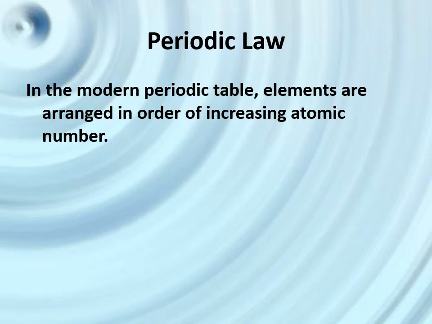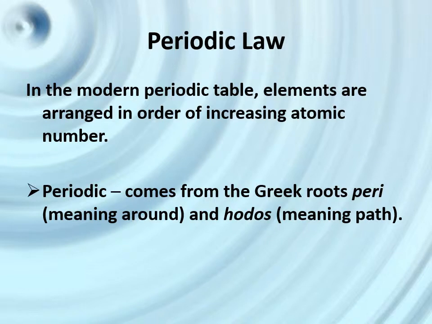In the modern periodic table, the elements are arranged in an increasing atomic number, not mass, but atomic number, which changed the order that Mendeleev had come up with, but it still works. The term periodic comes from the Greek root words peri, meaning round, and hudos, meaning path. So it's a cycle, a constantly reoccurring cycle, and we see this when we look at the elements and their properties.